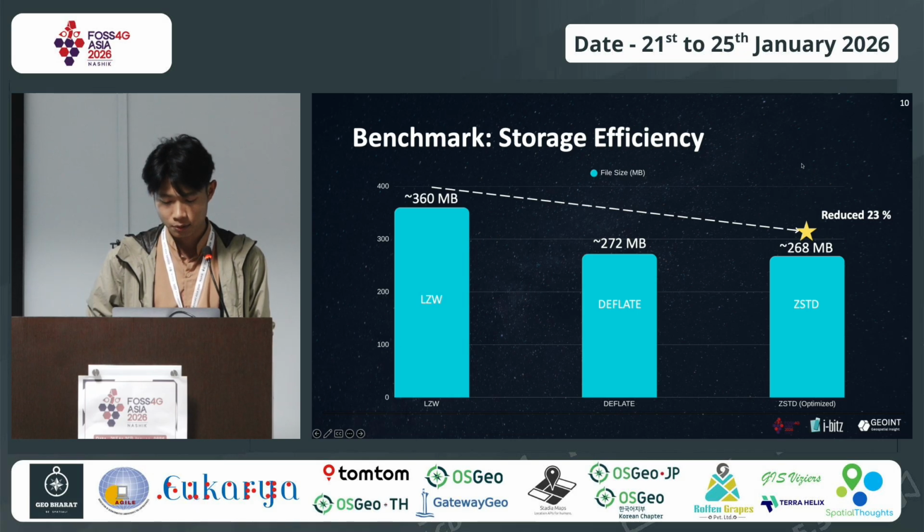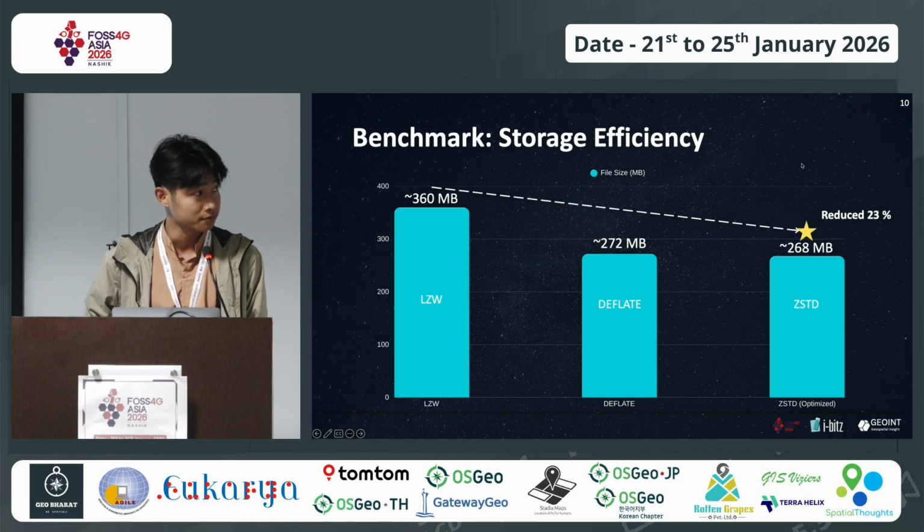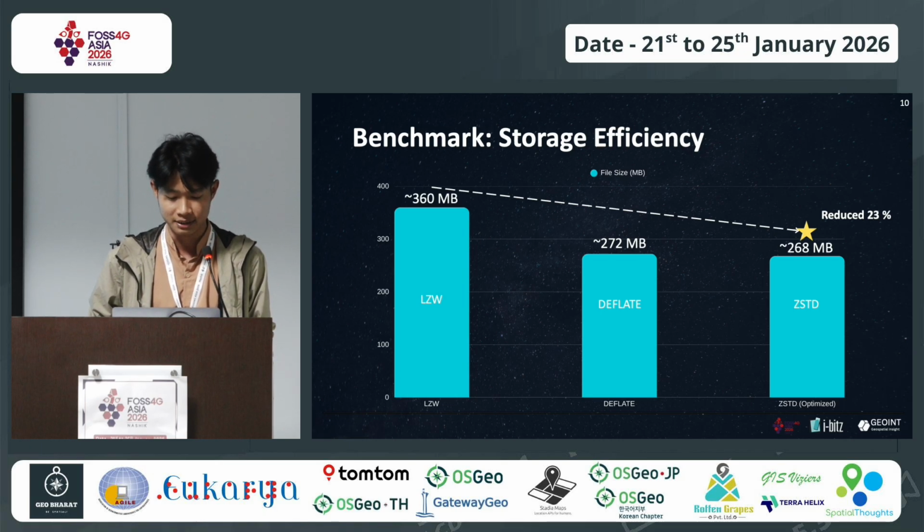We try three compression parameters for the COG. Finally, we find the best parameter from my experience. The best parameter for reducing file size is the ZSTD parameter, which reduces the file size from the default parameter by about 23%.